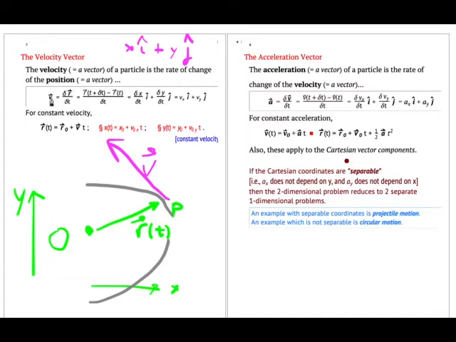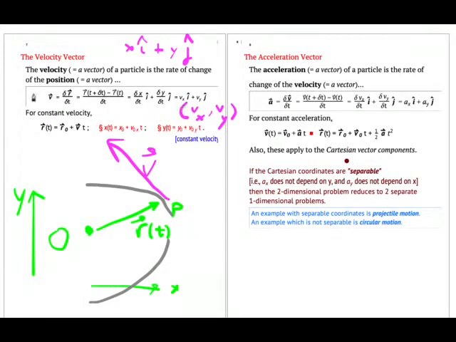So the change in r will be the change in x times i hat plus the change in y times j hat. And to get the velocity, I divide by the change in time. dx/dt is vx. dy/dt is vy. So this is the component of velocity in the x direction, the component of velocity in the y direction. Or I could use that other notation and call this vector (vx, vy). It depends on what notation is most convenient.